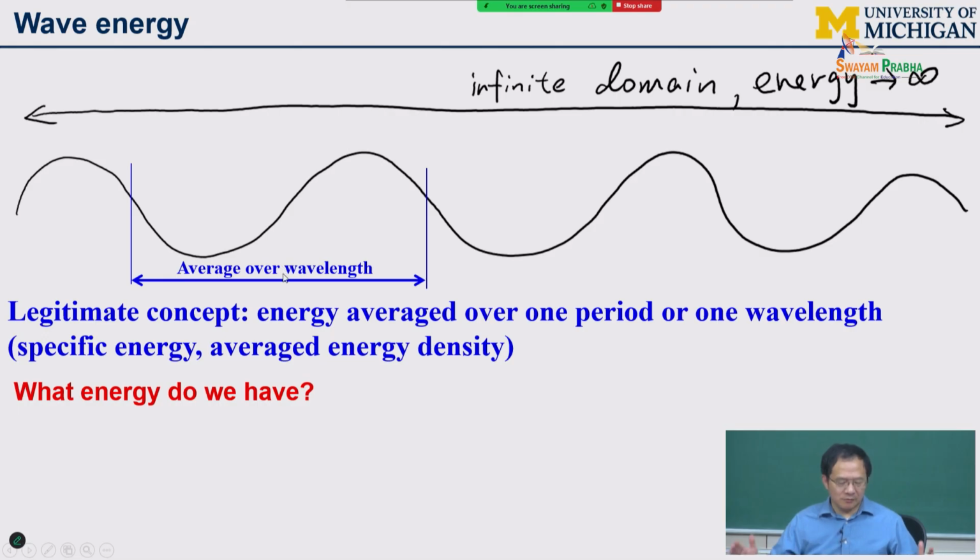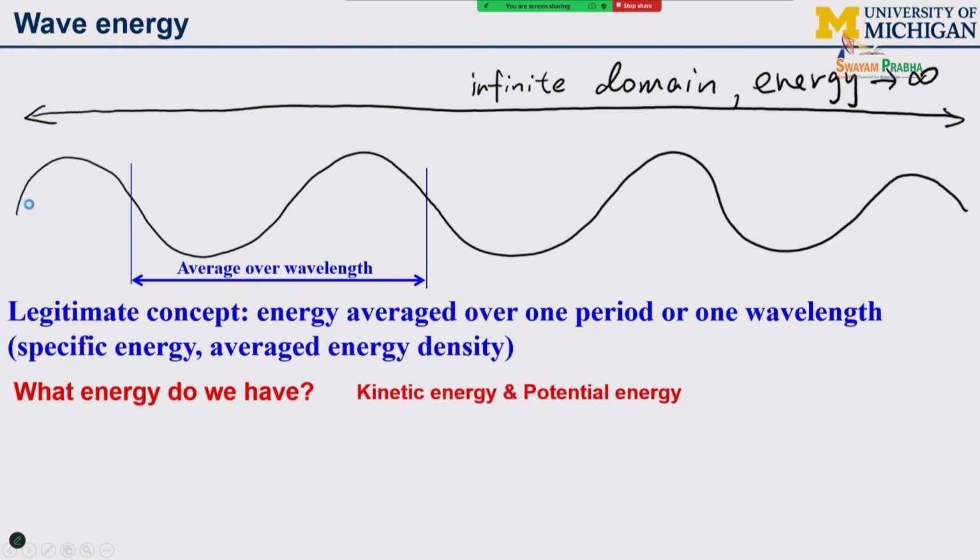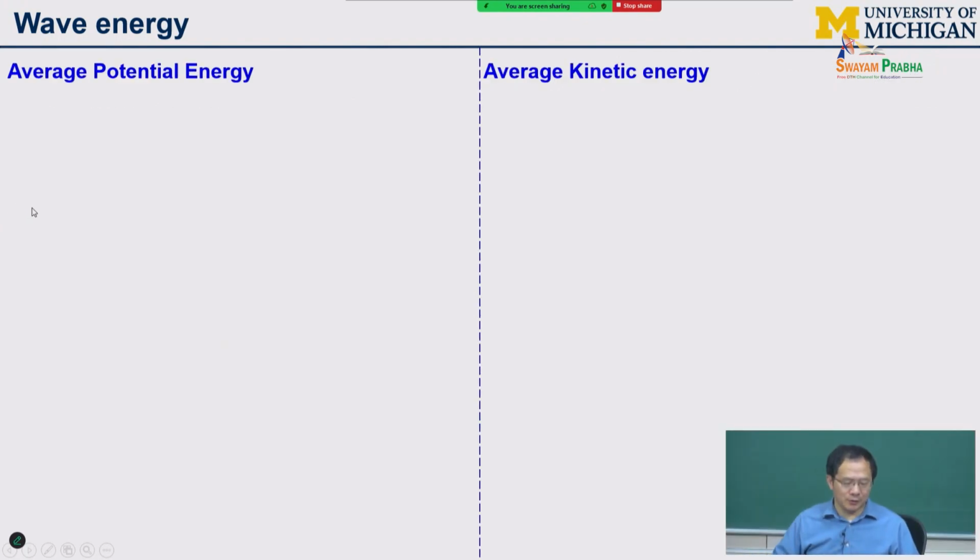We just take one period in the water, to say how much energy will be there. And what kind of energy will be there? What do you think? The water will move up and down. Kinetic energy is particle motion, there's velocity. And there will also be potential energy, from gravity. So the energy has two parts: kinetic energy and potential energy.